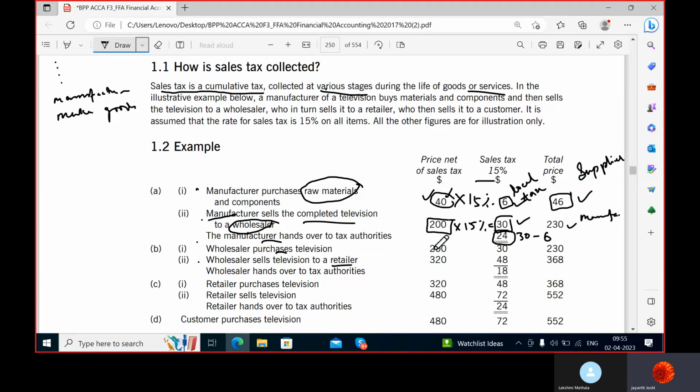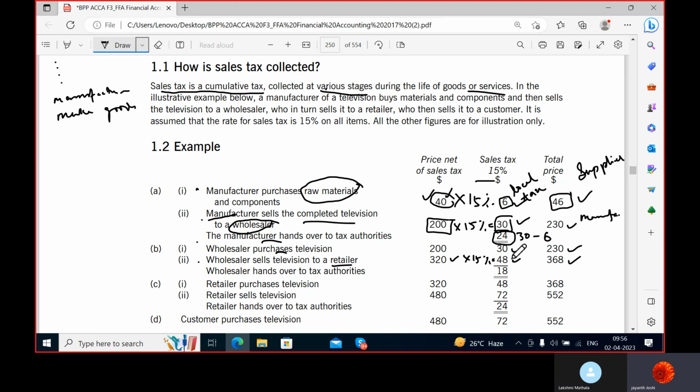Now next in line is the retailer. The wholesaler is purchasing the television at $230, paying 30 as the tax element. Now he will sell the television to the retailer at $320, and on this 15% is to be paid as sales tax, and that will be $48. So ultimately the retailer will pay to the wholesaler $368.